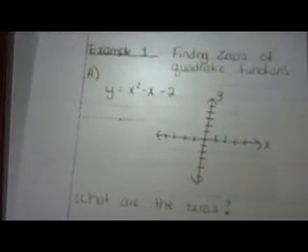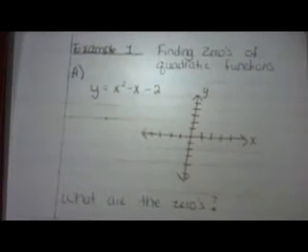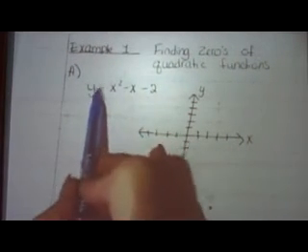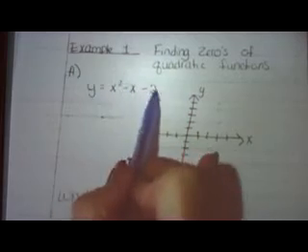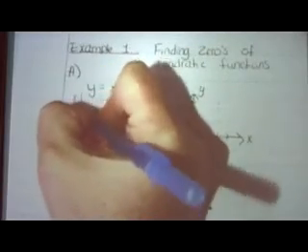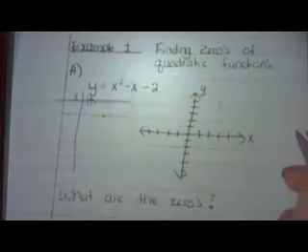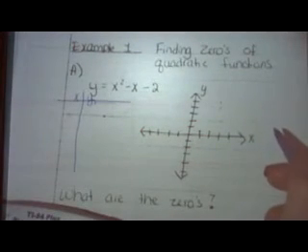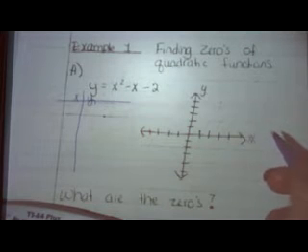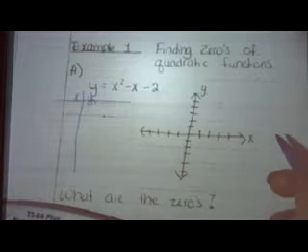Alright, moving right along. Finding zeros of quadratic functions by graphing. Here's our function: y equals x squared minus x minus 2. So we're going to graph that, and I would recommend y'all graph it in your calculator. We're going to go to y equals and put in x squared minus x minus 2. Bring up your table.